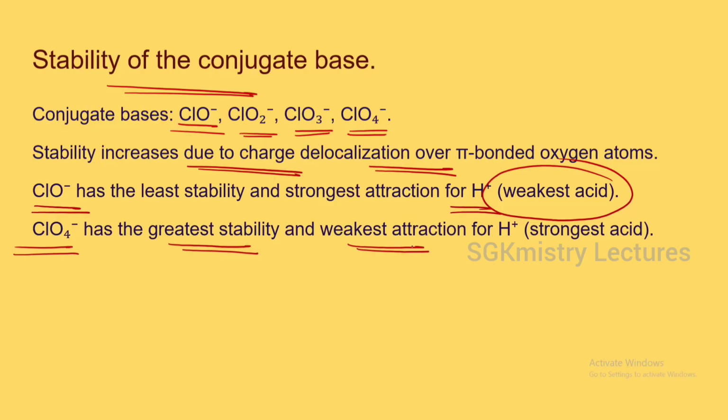So if the attraction towards H plus is very less, you can easily remove the H plus. The proton can be easily removed, making it the strongest acid. That is, HClO4 will be the strongest acid. So let us look into how this delocalization takes place.